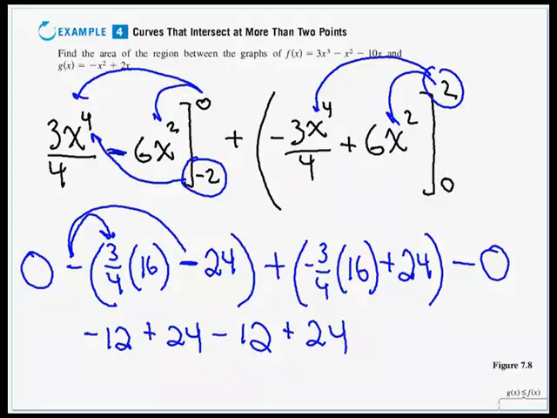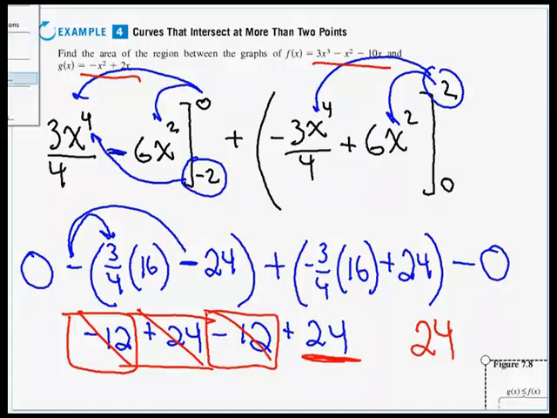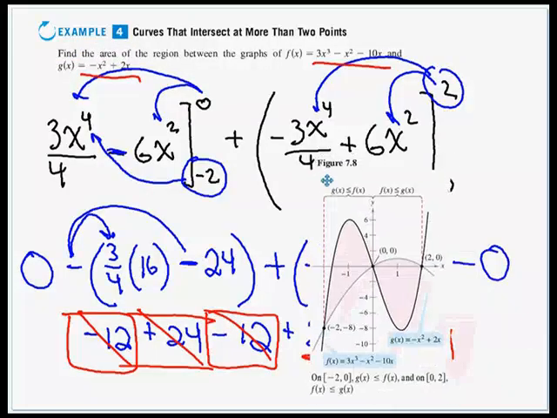And let's see what happens. We have a negative 12, and another negative 12 is negative 24, which will take out this positive 24. Those all equal out to 0. So we're left with 24. That is our final answer. The area between these two curves where they intersect is 24 square units. And that's a nice even number for something that is not a nice geometric shape like a square or a triangle. So let's see here what this looks like.